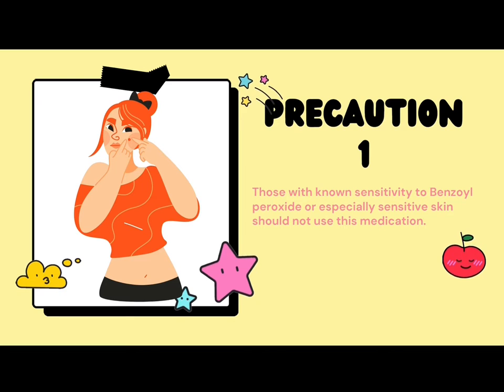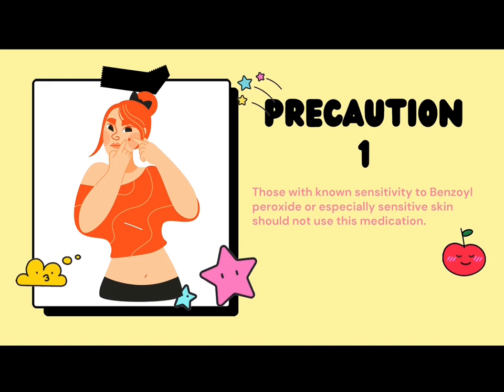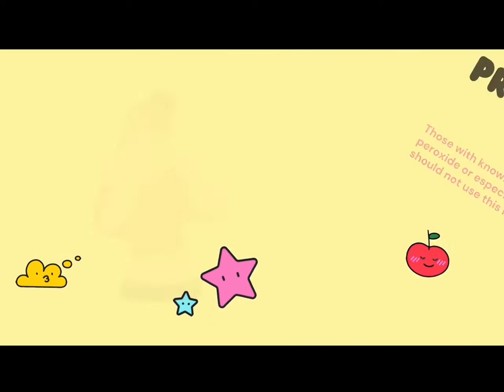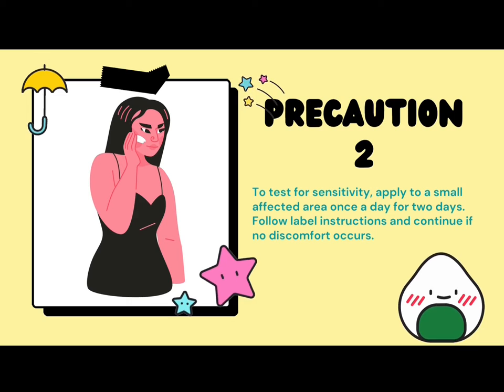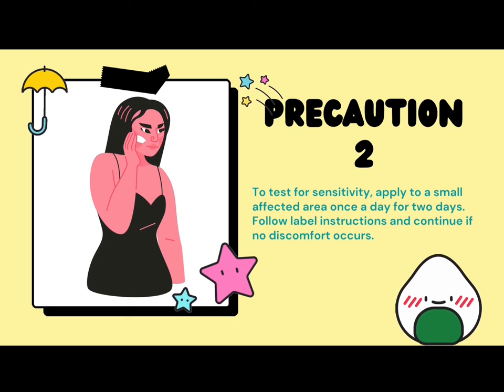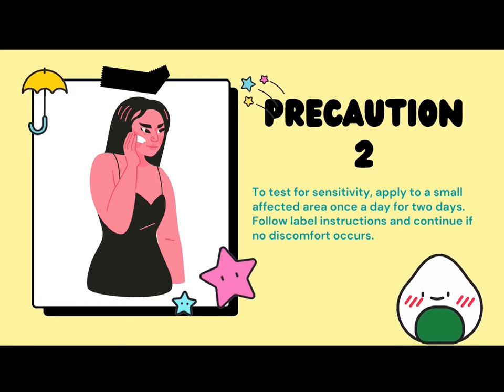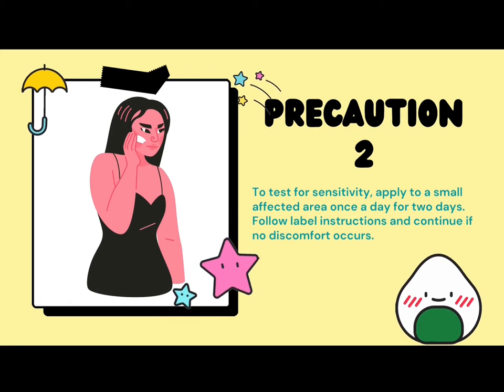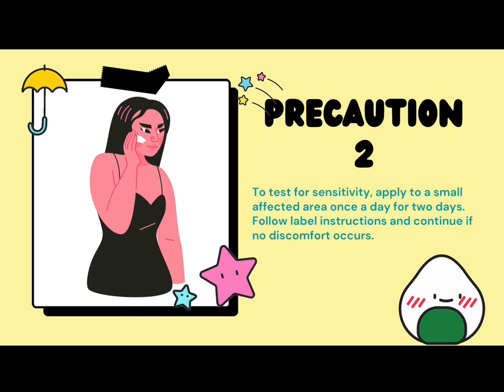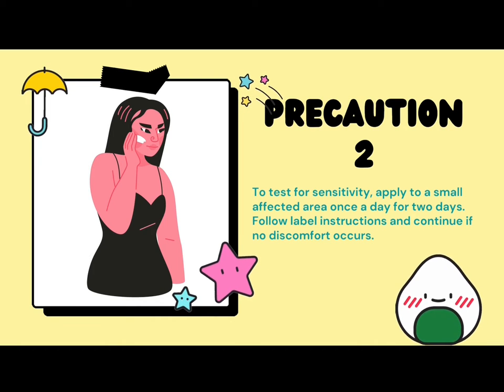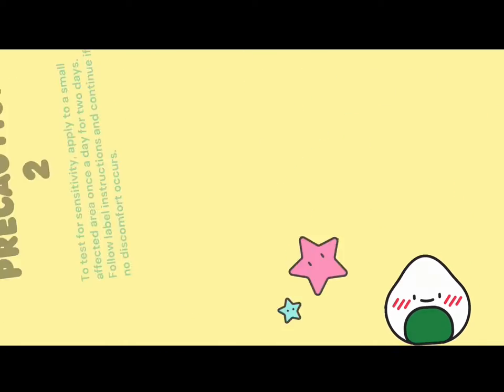The precaution step that has to be taken before you start using Oxy-5 is that those with known sensitivity to benzoyl peroxide or especially sensitive skin should not use this medication. Second, to test for sensitivity, apply to a small affected area once a day for 2 days, follow label instructions, and continue if no discomfort occurs.